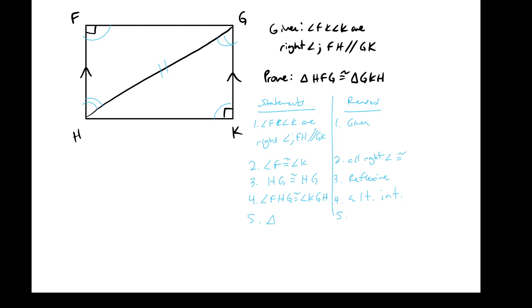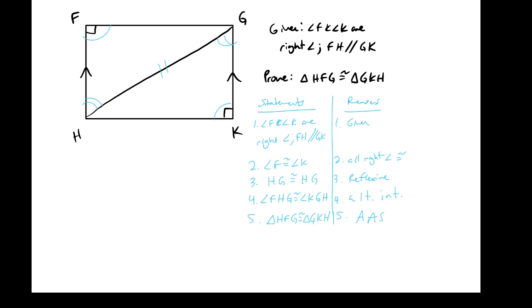Those right angles congruent. So it's HFG. The side is not sandwiched in between the two angles, okay? And it is going to be congruent to GKH. Why? Angle, angle, side. Side is not included, and that's okay.